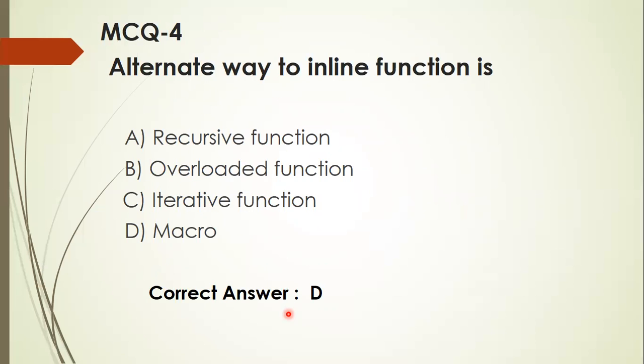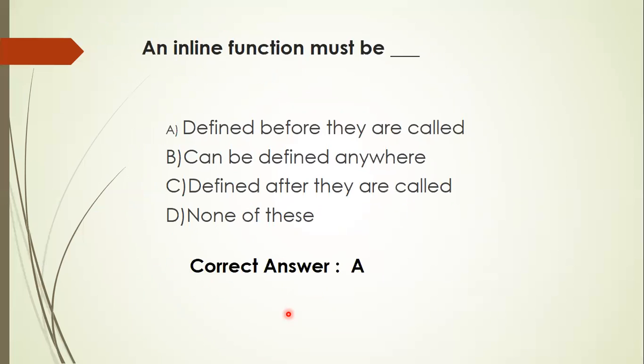Alternate way to inline function: recursive function, overloaded function, iterative function, or macro. Macro or the preprocessor is one alternate way of avoiding the overhead time. But it's not a function. In that case, you are losing the benefit of function, because whenever you write something as a function, error detection is done by the compiler. But if you write something as a macro, error detection is not done by the compiler. It has to be detected by the preprocessor directly. So the correct answer is D.